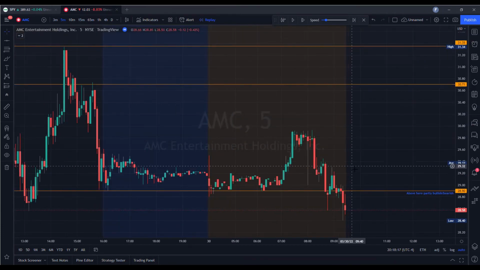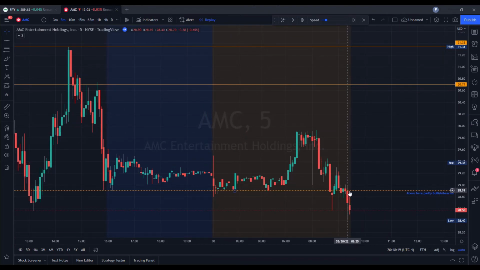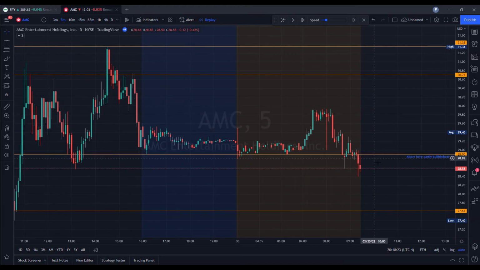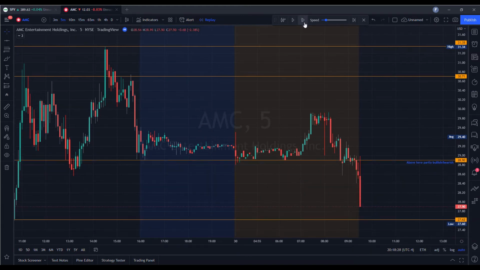So that'd be your plan right there, right? Your plan is, if we get above here and hold it and start moving up, obviously it's bullish. If we close below this, it's bearish because the next support isn't found for about $1. And let's see how AMC plays out.